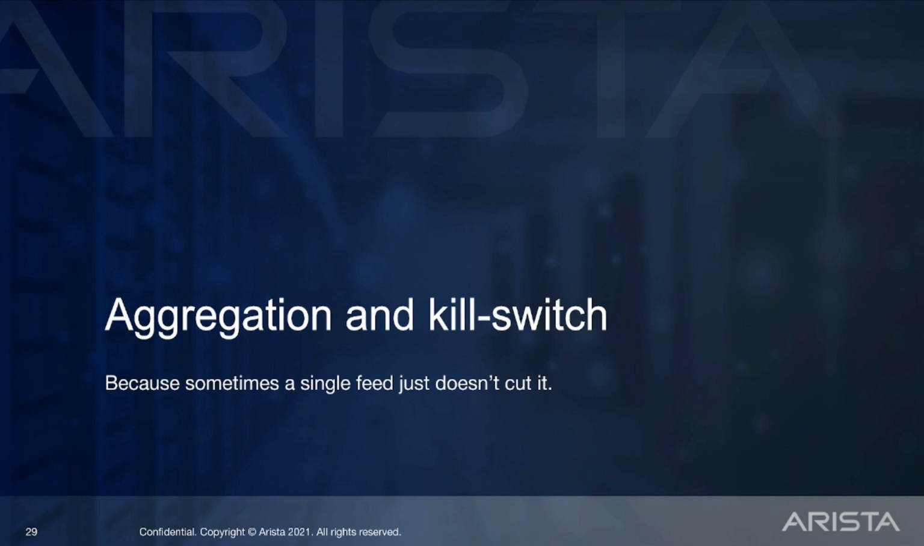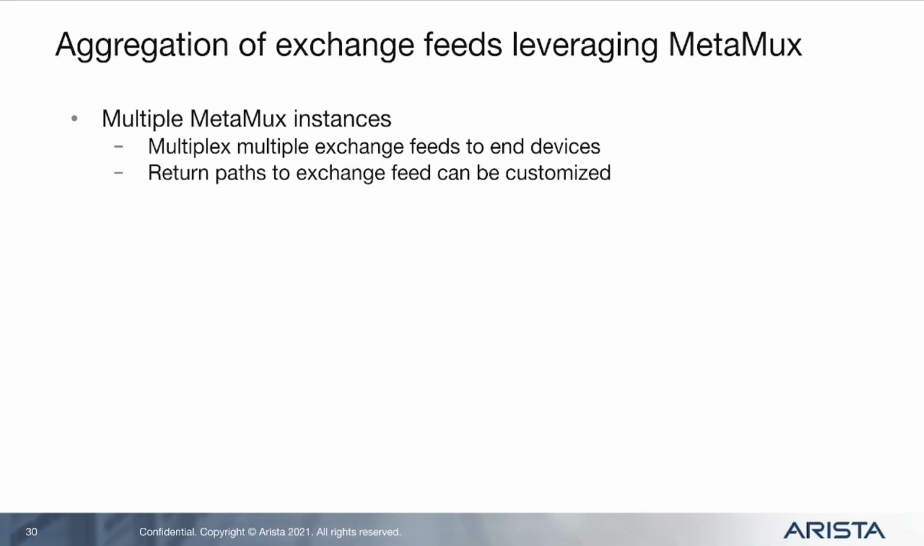This brings us to the next creative use of Metamux that we've seen in the field. Sometimes a trading application is capable of handling multiple exchange feeds to ensure that it acts with the least amount of latency. To assist with such logic, multiple Metamux instances can be enabled on a single 7130 series device. One of those muxing instances can then be used to aggregate the exchange's feeds into a single data stream, while the others can be used to take care of the return paths of the traffic.